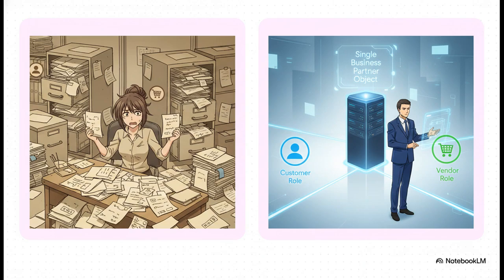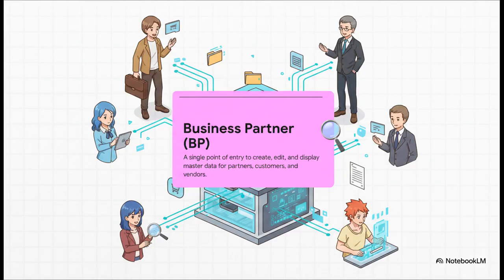Okay, check this out. It's like a tale of 2 schools, right? On the left, you've got the old school ERP. Think of it like a messy locker with different folders for everything. Separate customer records, separate vendor records. It's a recipe for data redundancy. But then, on the right, welcome to the S/4HANA New School. Here, we have one single tidy business partner object. One record, one source of truth, one transaction. So much cleaner. So, what exactly is this business partner, or BP, we keep talking about?